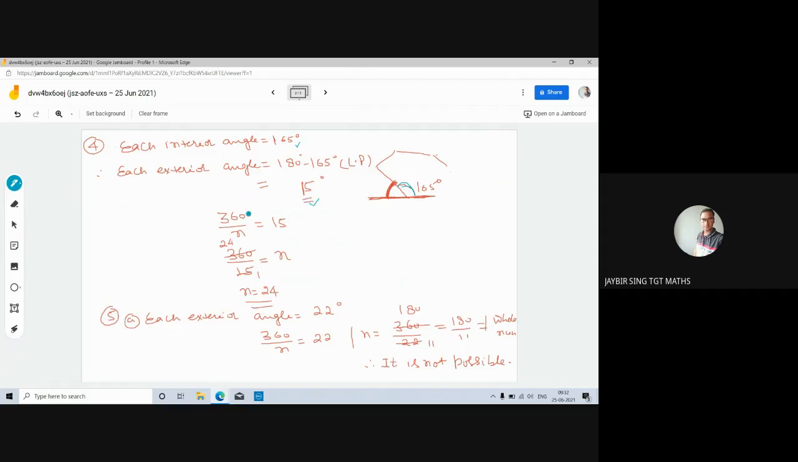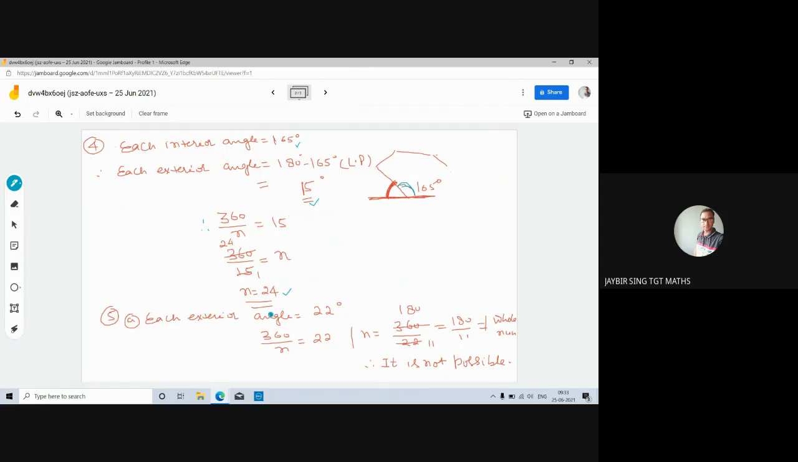Now apply the formula for each exterior angle. This is 360 upon n is equal to 15. Now n will be, just transpose this, 360 upon 15. 15 2s are 30, carry 6, 60, 15 4s are 60. So n will be 24. It means that the polygon will have 24 sides.